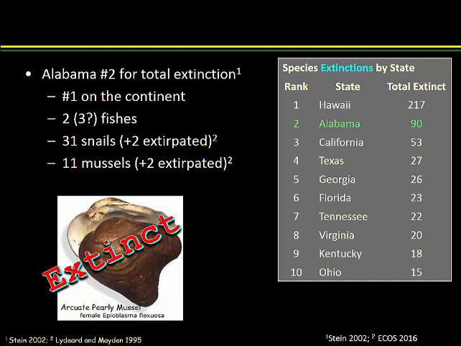Okay, I'm going to end this segment of this unit right now, and our next topic will be, so what? What does it matter that these species are going extinct?